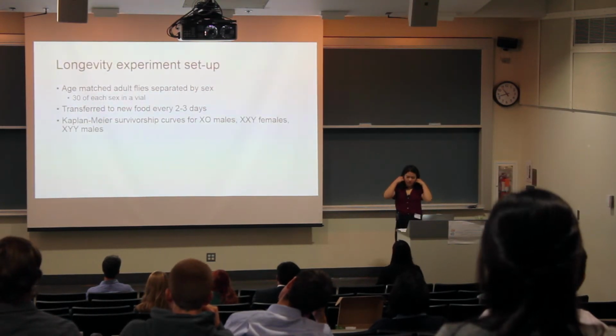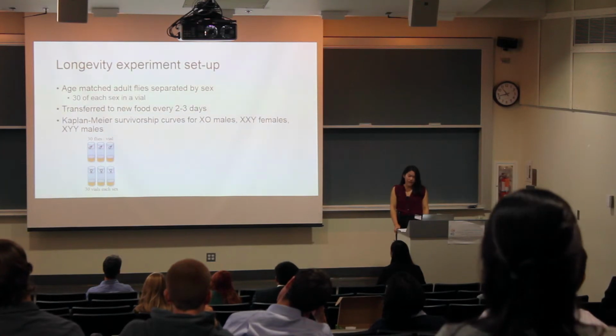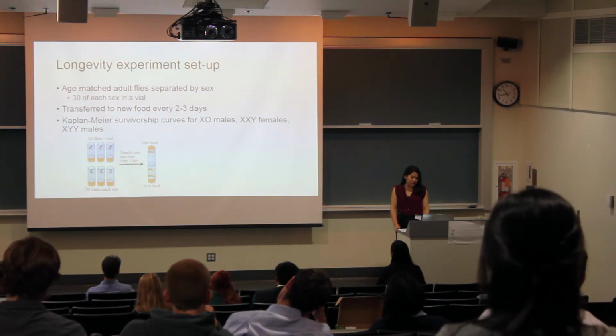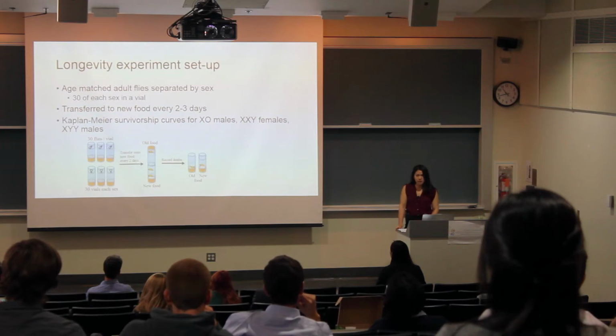To set up the experiment, I collected virgin age-matched flies and separated them by sex. I placed them in vials with food, with 30 flies of each sex in each vial, and the food was changed every 2 to 3 days. Environmental factors that affect age-specific mortality, such as temperature, food quality, and cohort density, were controlled for.